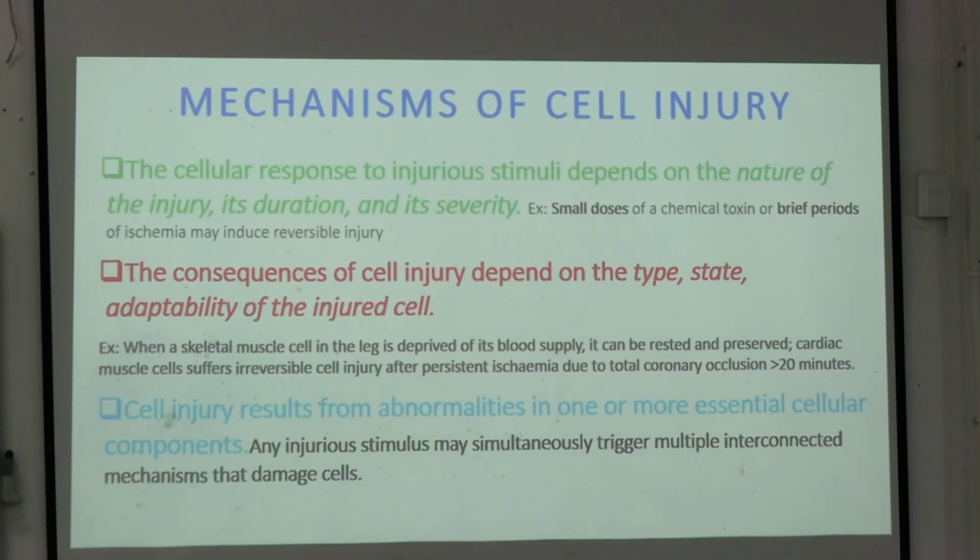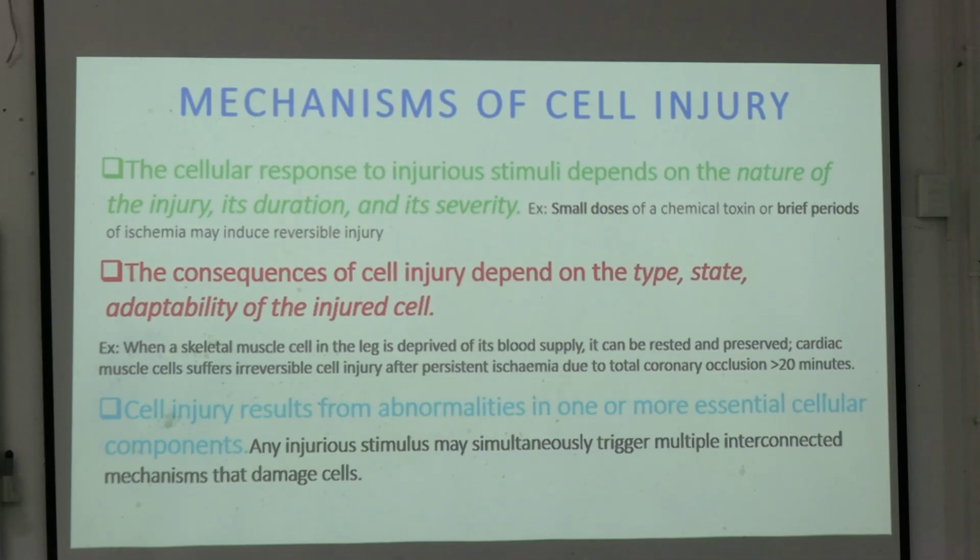One is the injurious stimulus, its type, its duration, its severity, and also upon the cell in which the injury is happening. Whether it is a permanent cell, whether it is in a state of adaptability, for example cardiac muscles are easily susceptible to ischemia, your brain cells get injured quickly when compared to other cells, right? And cell injury results from abnormalities in one or more essential cellular components, and an injurious stimulus can stimulate multiple interconnected mechanisms that damage the cells.